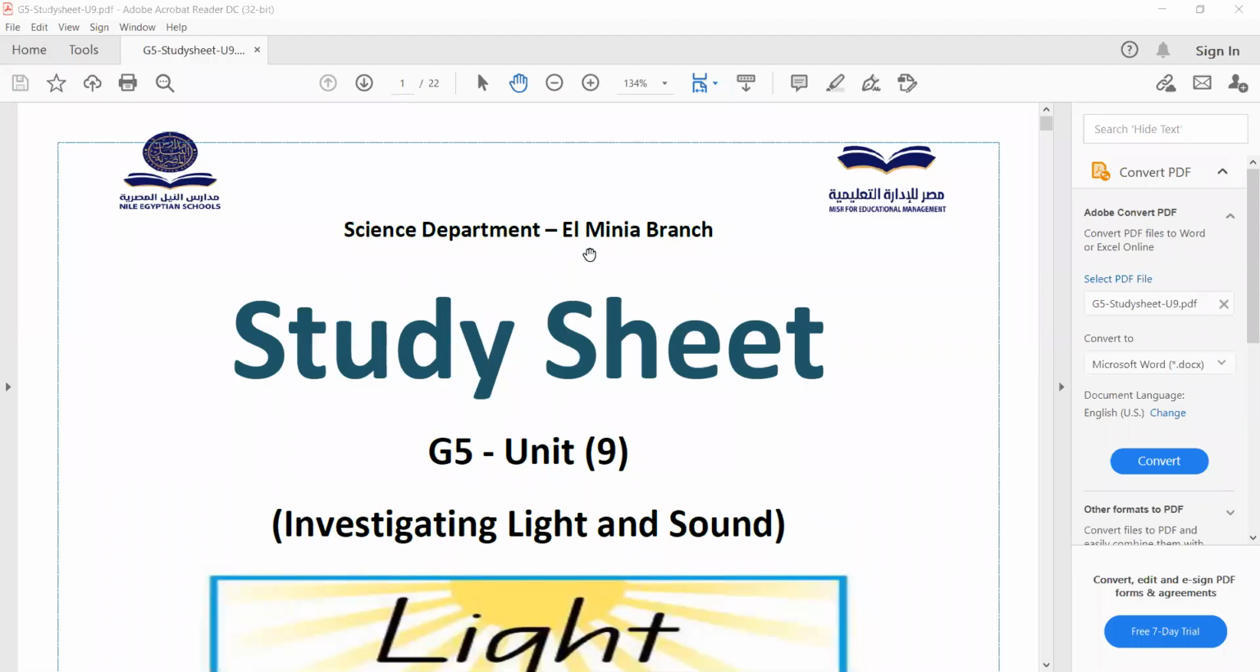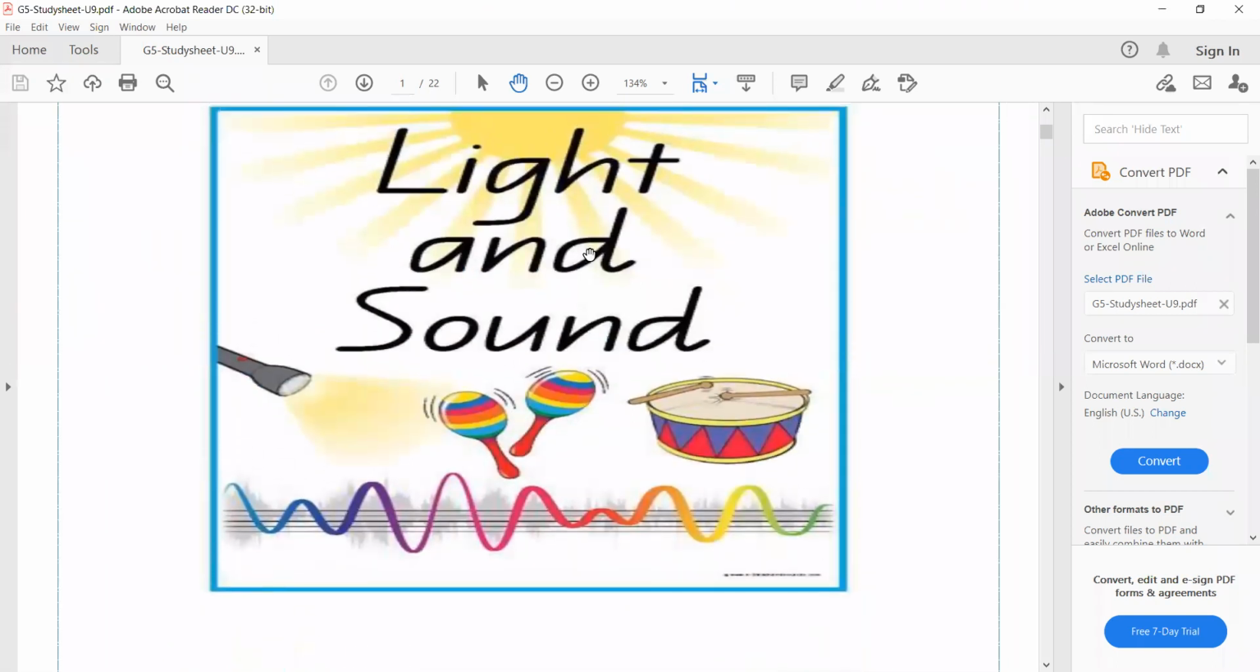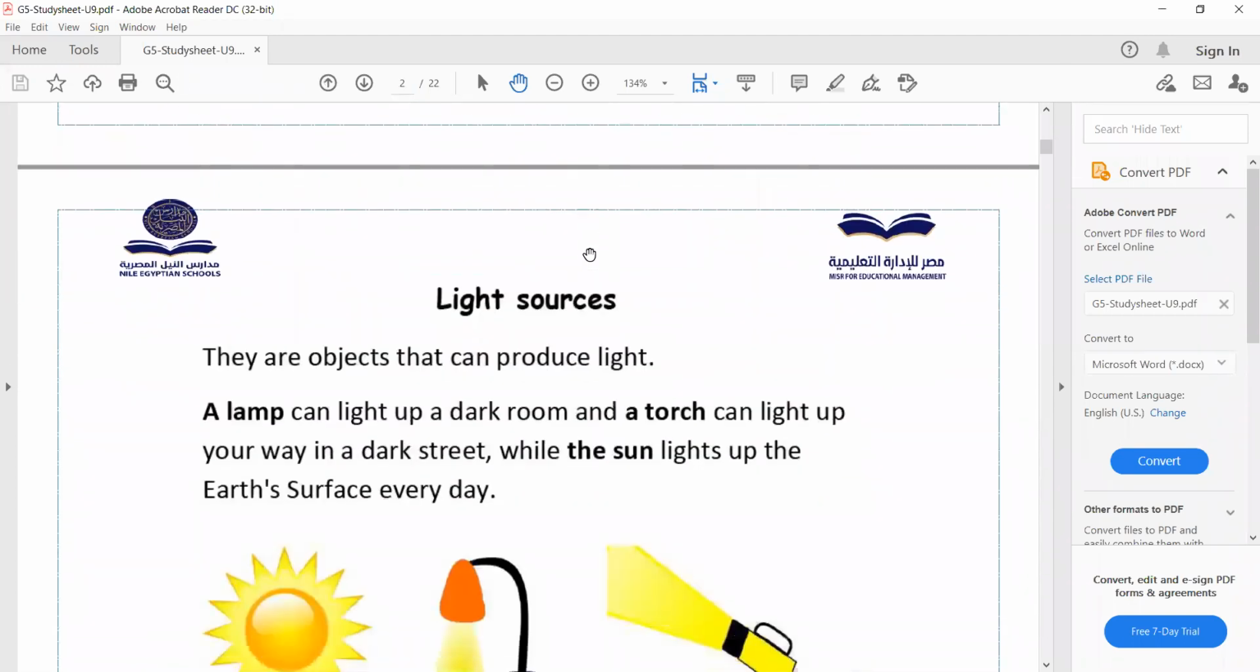Unit 9, Investigating Light and Sound. In this unit, we are going to talk about the light and the sound and the waves. At the beginning, we are going to talk about the light and the light sources.